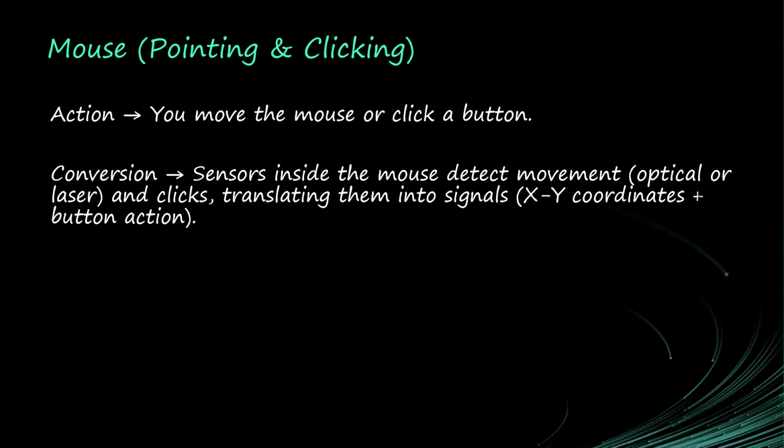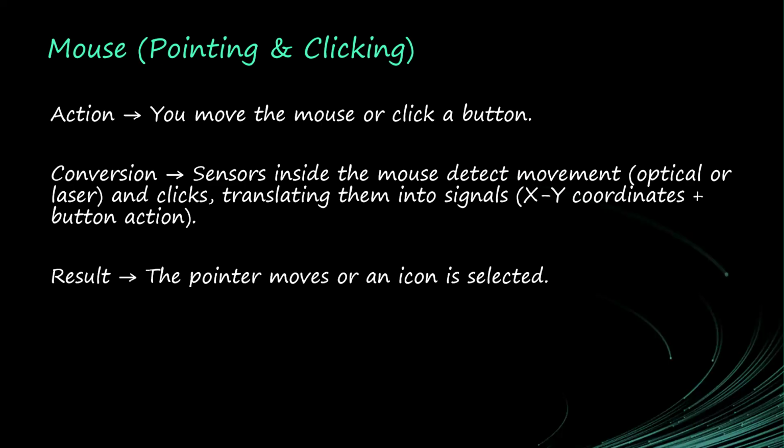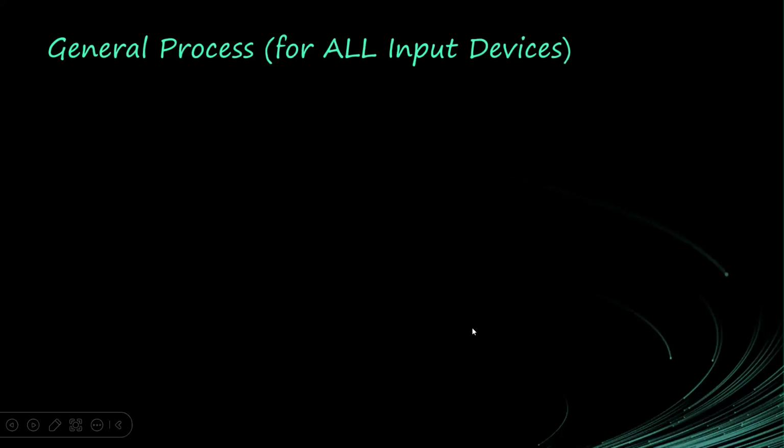And then translate them into signals. Depending on the movement and the clicks that you have made, the sensors inside of the mouse will dictate them and convert them into a form that the computer would understand. So the pointer moves or an icon is selected.